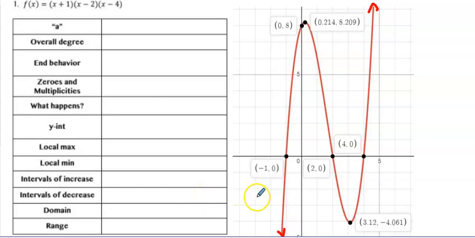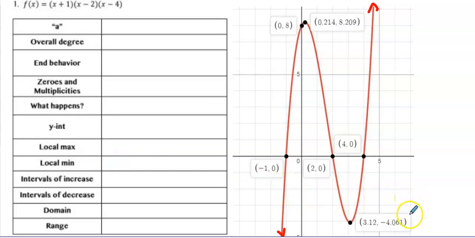Okay, so a lot of these key features we have talked about before. We've looked at the A value, overall degree and behavior, zeros and multiplicities. We looked at in the last lesson what happens at those zeros, the y-intercept, intervals of increase and decrease, domain and range. So we've looked at all of those. The only things we haven't looked at are local maximum and local minimum. And you can probably figure out by just looking at those terms what they mean. You know what a maximum and a minimum are.